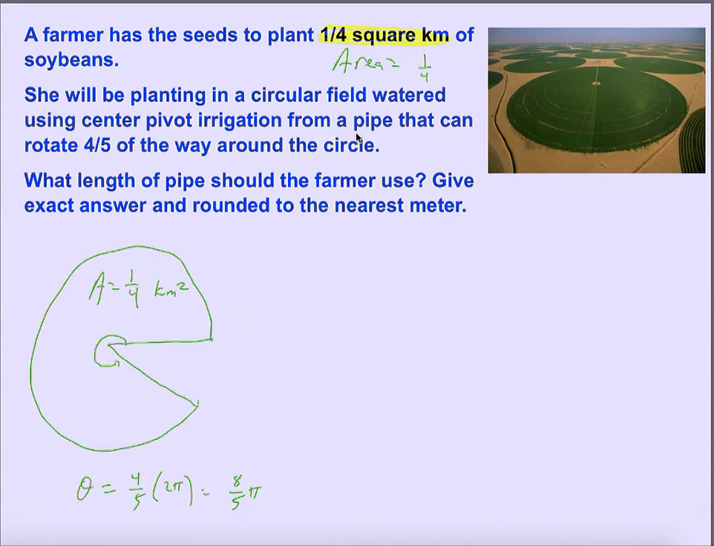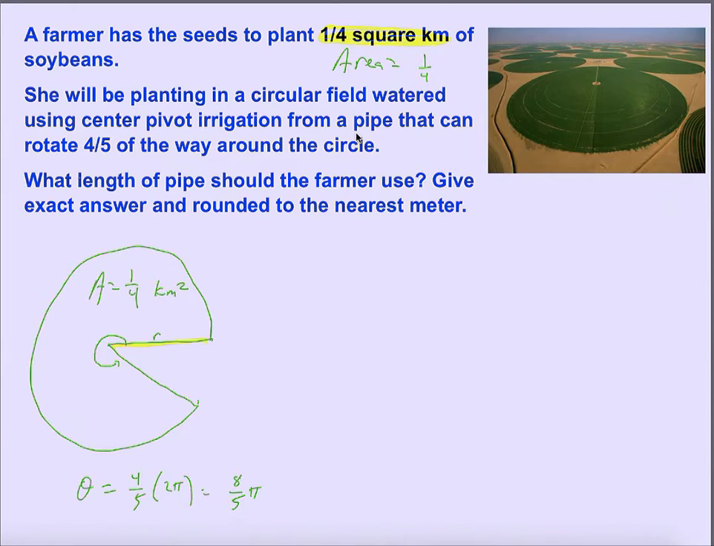So what we need to figure out now is what length of pipe. Well, that's this distance right here. That's the radius. That's what we're looking for here. How long does the pipe need to be? We don't want to make it too long so that it's spinning around too much, more than what she has seeds to fill, because then, first of all, it's expensive. The pipes are very expensive. The longer the pipe, the more she has to pay. But also, if it's covering more area than she has seeds for, then she's wasting water. So she really does want to use just the perfect length of pipe.